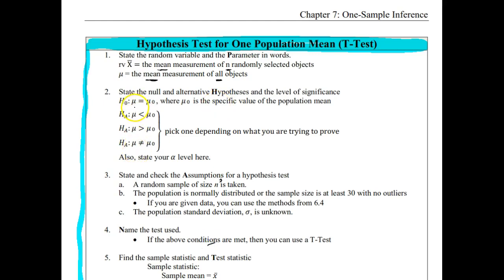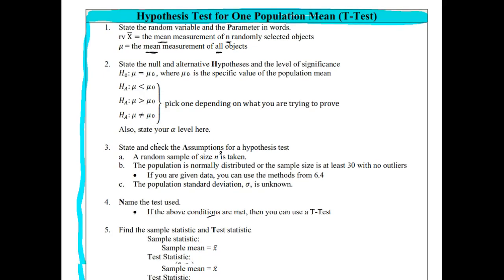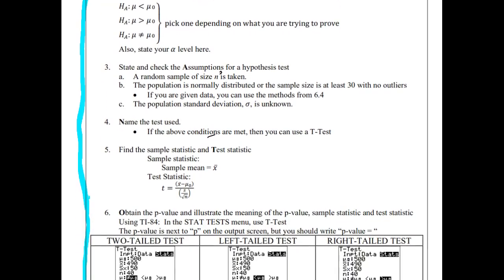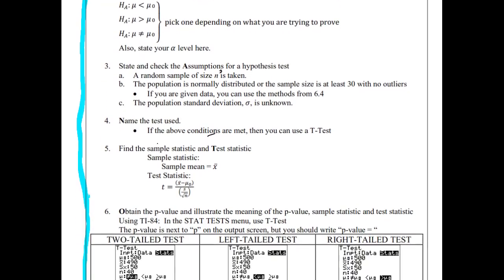The null hypothesis is still going to be mu equals some specified value, and then depending on the wording and what we're trying to prove, we're going to either choose mu is less than, greater than, or not equal to that specified value. The A from PHANTOMS is assumptions, so this test also has its assumptions, which are different than the last one because it's a different test and different type of data.